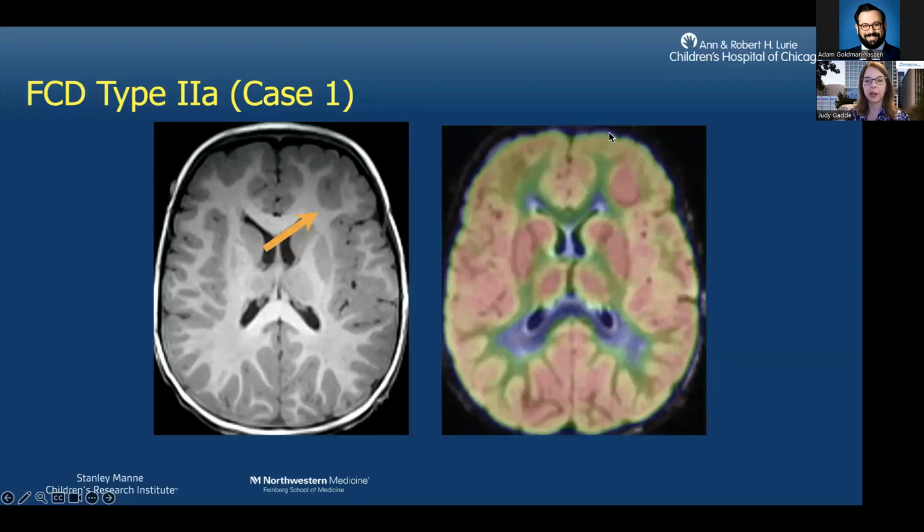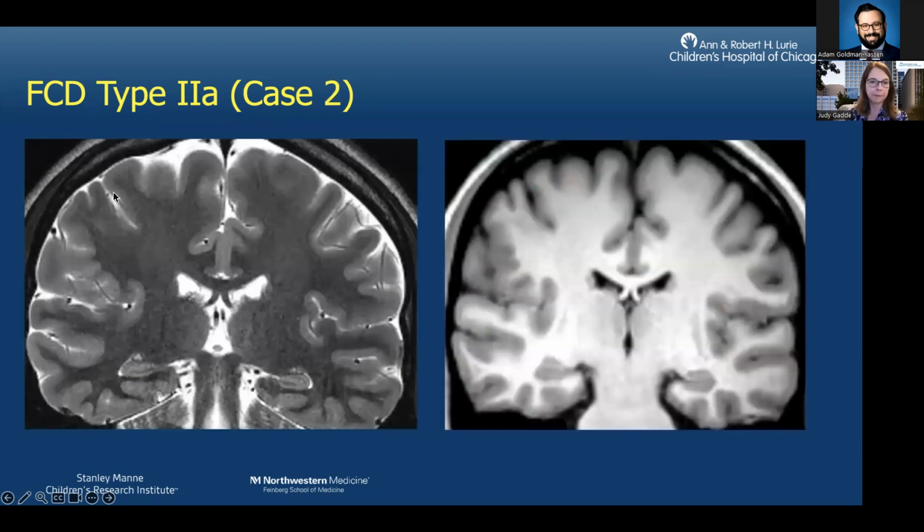And then on our corresponding PET MR, this must have been an ictal PET, so meaning that this was during a seizure or soon after a seizure. We have increased FDG uptake in that corresponding gyrus, consistent with type 2A.